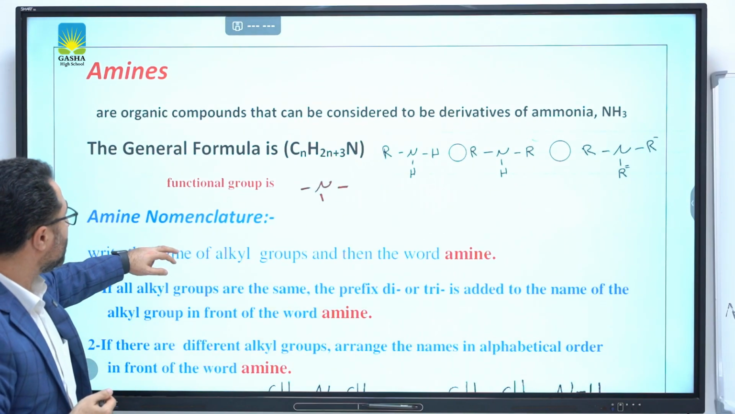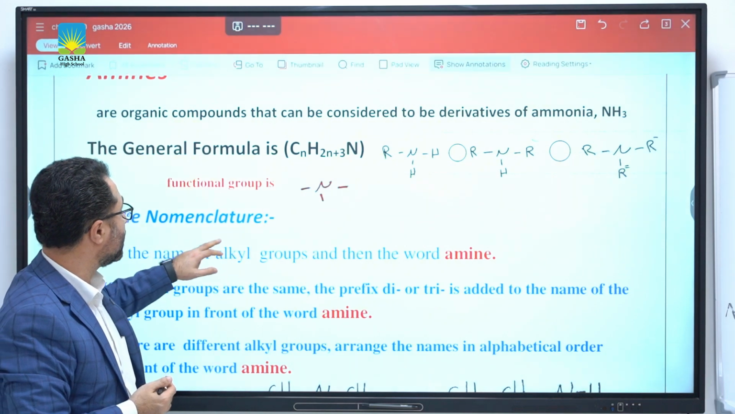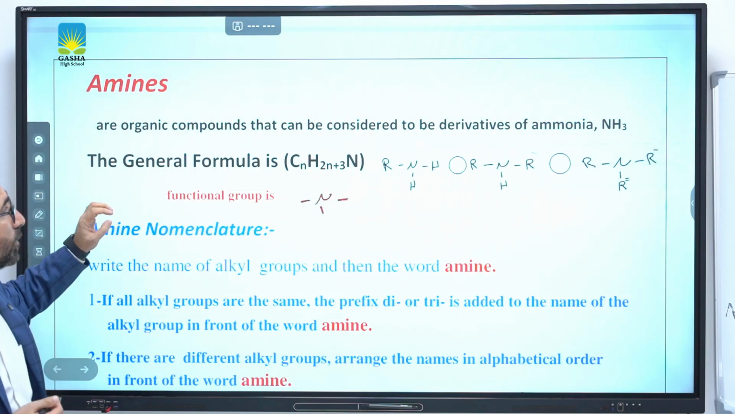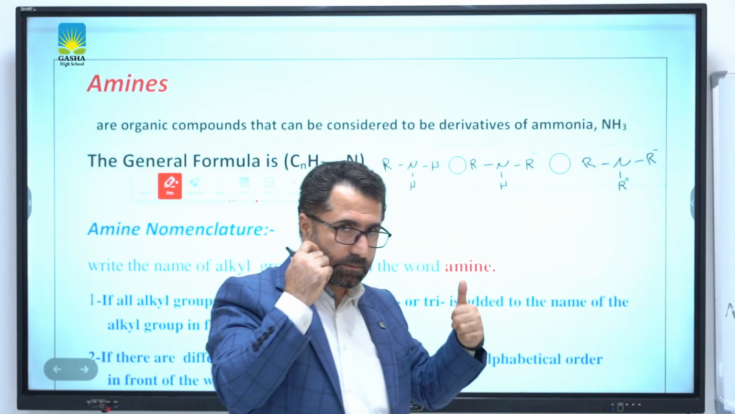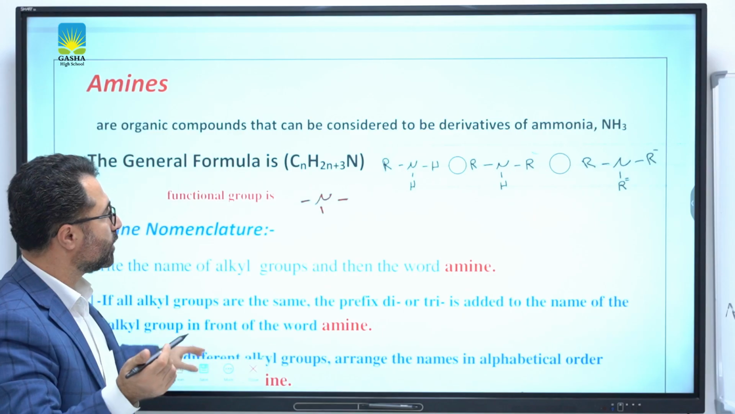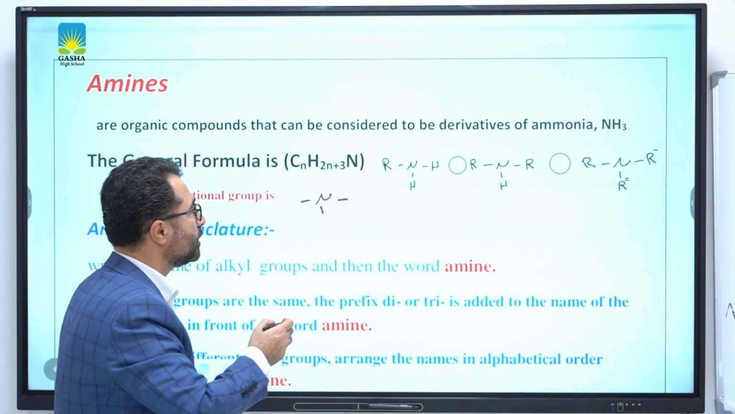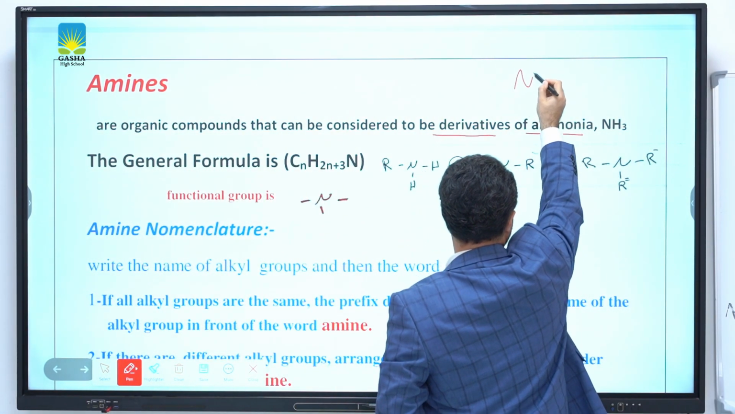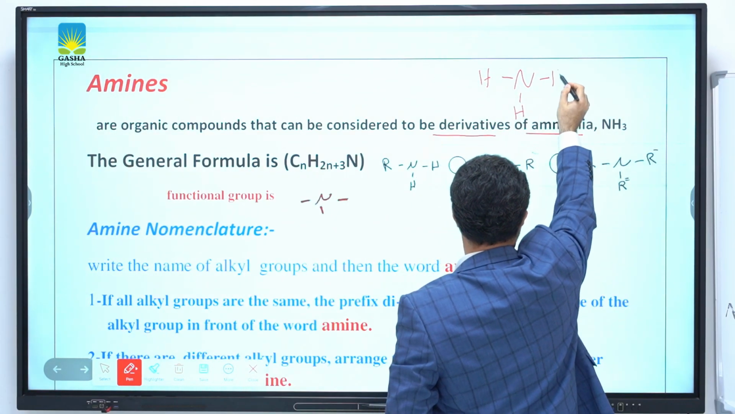The last organic compound in section 3 in chapter 10 is amines. Amines are organic compounds which contain a nitrogen atom, and they are different from the others. Why? Because they have a nitrogen atom. All the others have a halogen or CO and H, but here we have nitrogen. Organic compounds can be derivatives of ammonia. Ammonia is NH3. So ammonia is not an amine. Ammonia is a weak base.